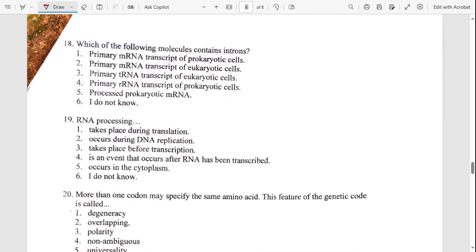Number 18 is saying which of the following molecules contain introns. Now, when you are synthesizing in prokaryotic cells, the mRNA that you synthesize is actually going to have, let's make it like this.